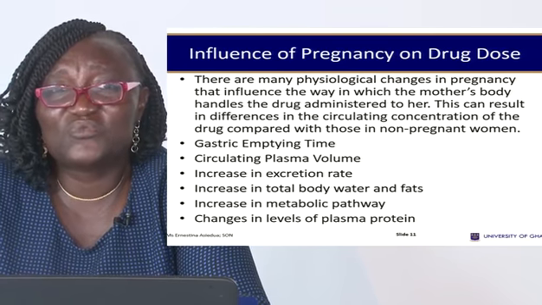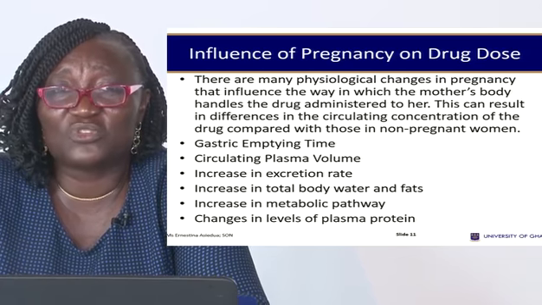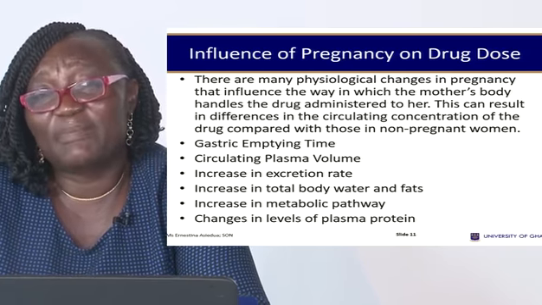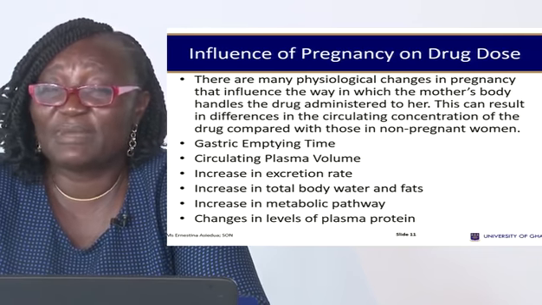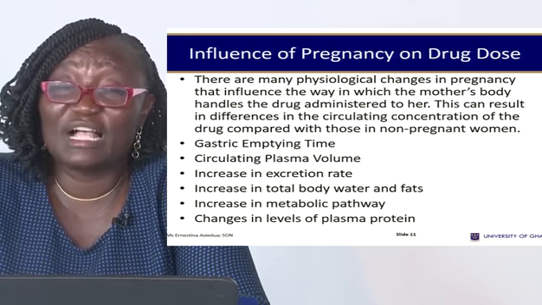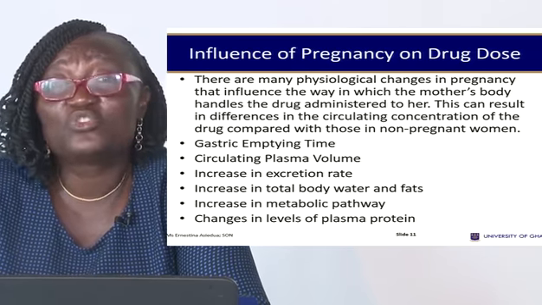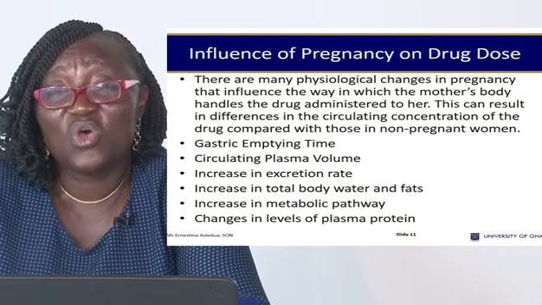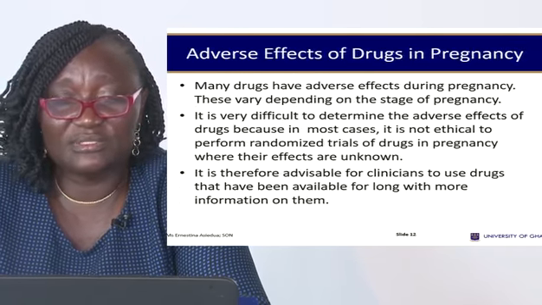There is an increase in excretion rates during pregnancy, which is normal physiology. An increase in total body weight and fats. An increase in metabolic pathways. Changes in levels of plasma proteins. Because all these things are normal physiological processes in pregnancy, they also affect drug doses. Either they increase the absorption rate or they decrease the absorption rate.